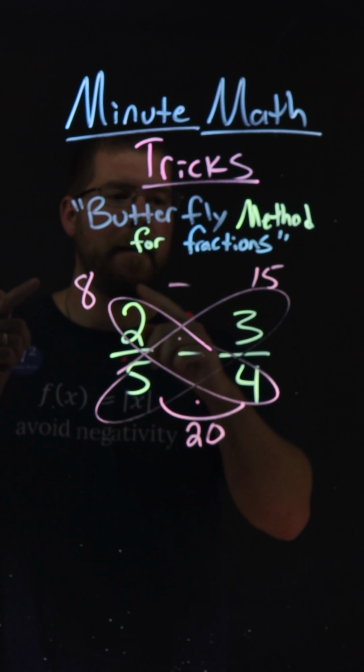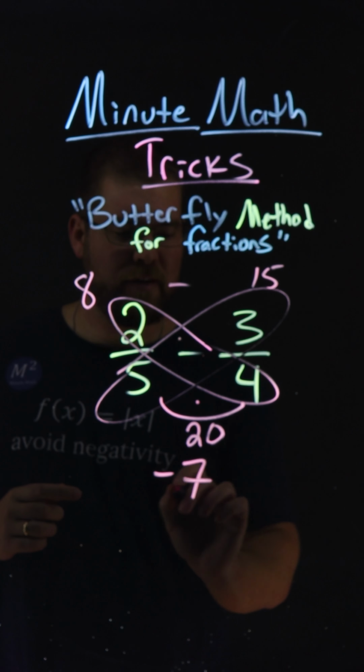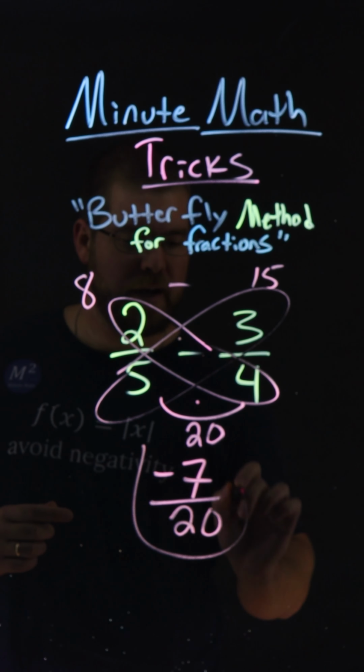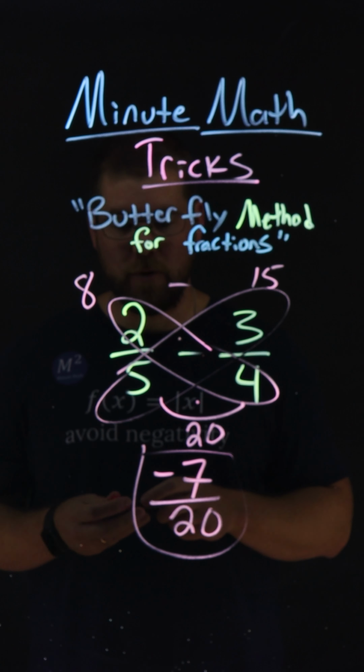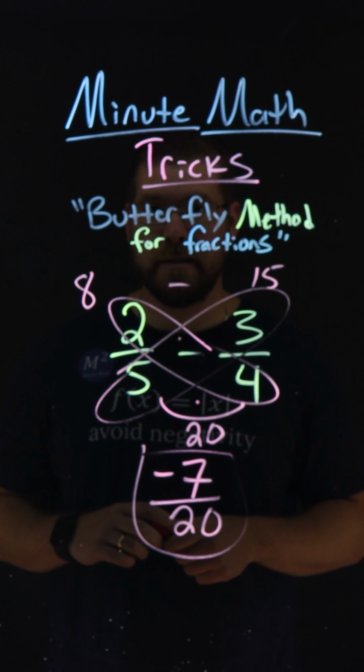Okay? 8 minus 15, negative 7. Keep the denominator as 20. And there we have it. 2/5 minus 3/4 is negative 7 over 20.